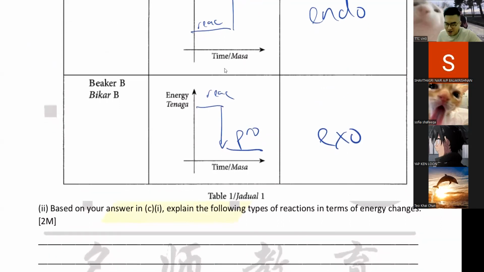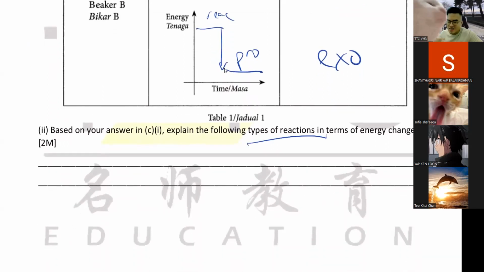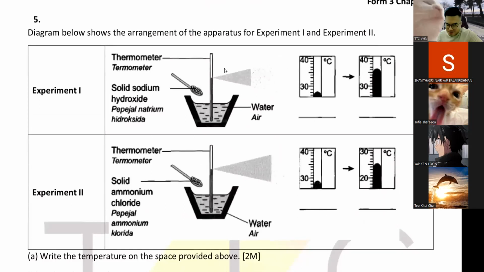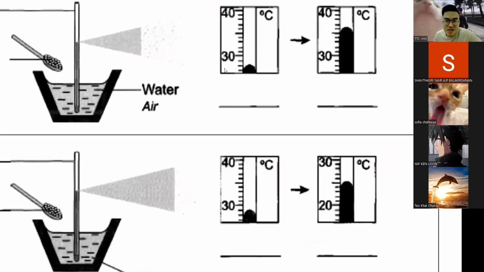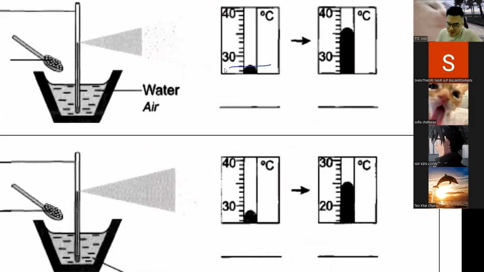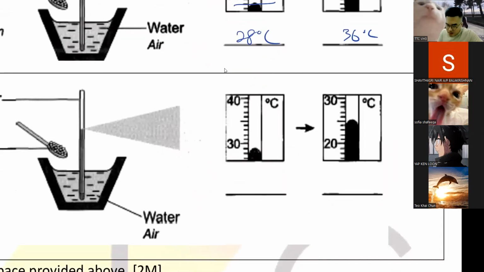Okay, let me give number 5. I'm gonna skip number 2. The type of reaction, same thing. Okay, number 5. Guys, do you know how to read a thermometer? This is 28. This is 36. Let's just call this 36. This is 29. And this is, oh my God, why can't they just draw it nicer? What the hell is this? Is it 25 or 26? Okay, let's just call this 26 lah.